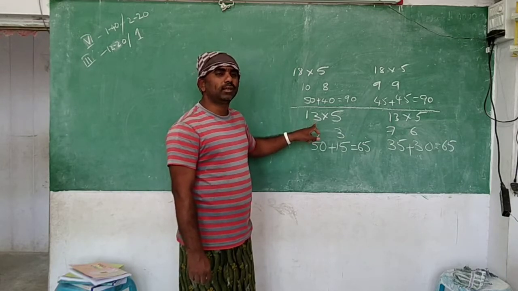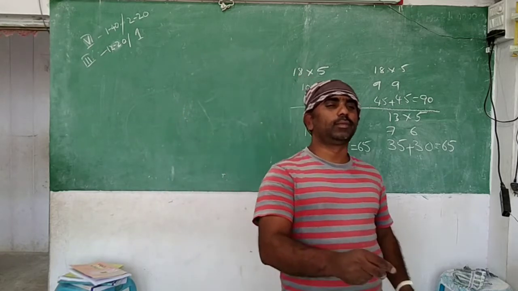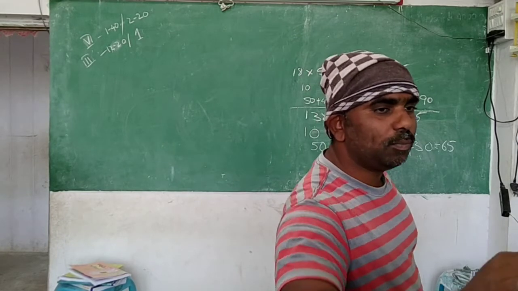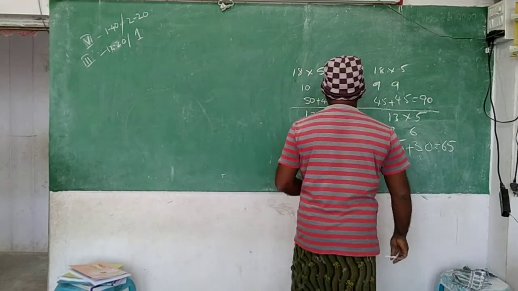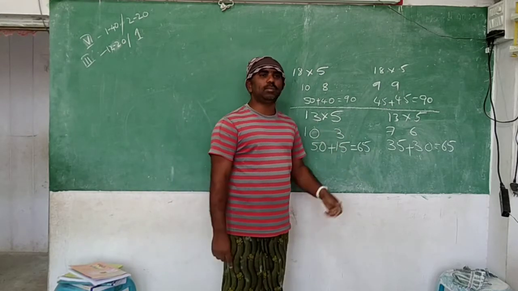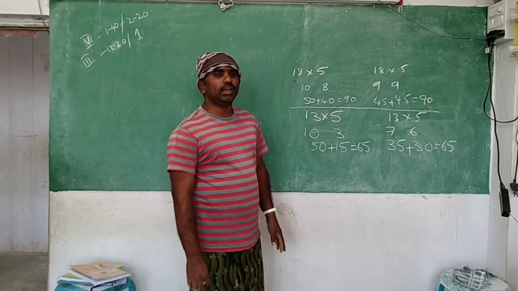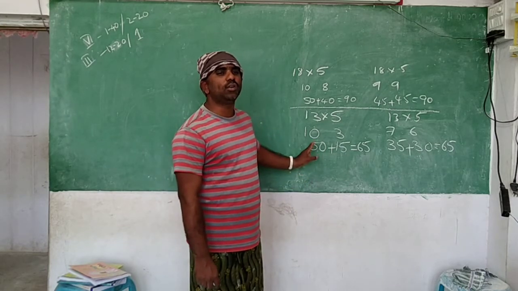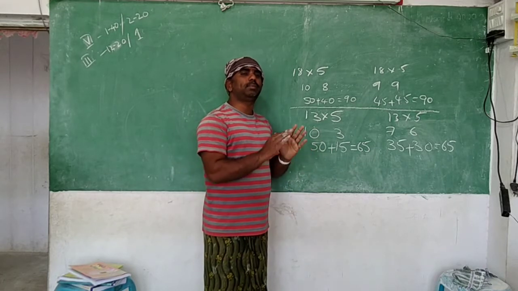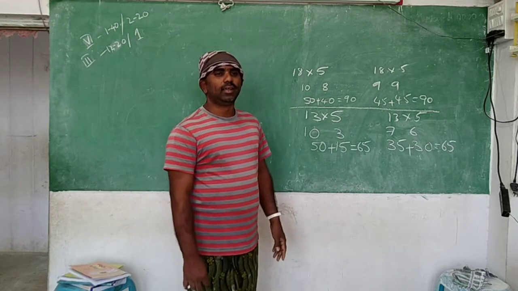Which method is better? 10 and 3 will be better now. Instead of 7 and 6, the 7 table and 6 table are both difficult. But when you take the 10 table and 3 table, both are easy now. That's why I am saying to you, it is better to split into round figures. Round figures means tens. Better to separate the number or split the number into round figures, that is tens like that. Okay, do you understand?